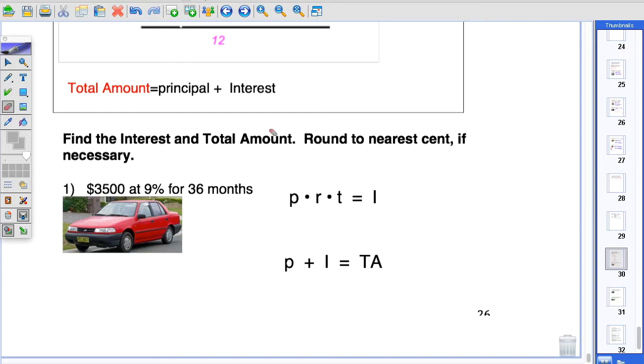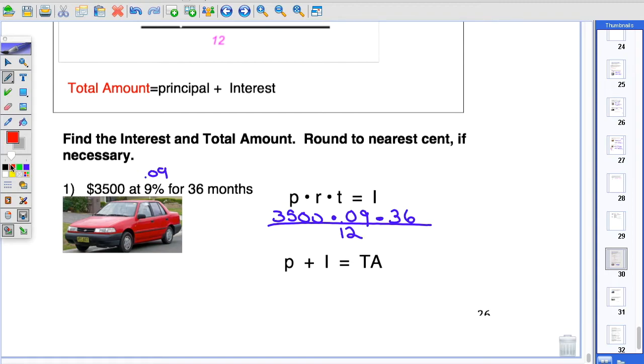Number 1, $3,500 at 9% for 36 months. So say you're buying a new car and you don't have the money. You can take out a loan, but you're going to get charged interest. That's extra money. So our principal is your $3,500. Your rate is your 9% as a decimal. And your time is in years. But our example here says 36 months. So we're going to multiply it by 36 and divide by 12. You could also convert your 36 months to years and substitute that in. But we're going to use the formula here.